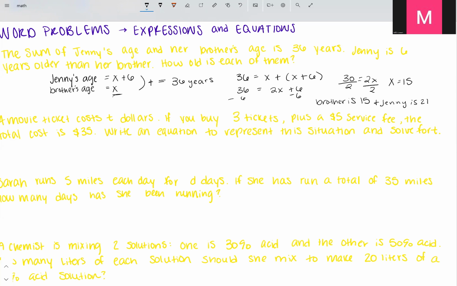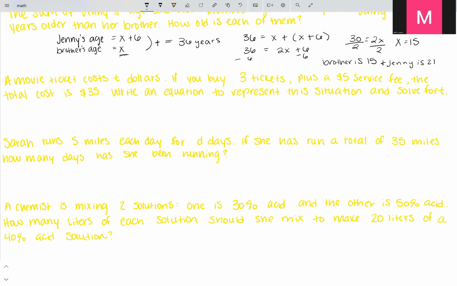Next, a movie ticket costs T dollars. If you buy 3 tickets plus a $5 service fee, the total cost is $35. Write an equation to represent this situation and solve for T. So the total cost is $35. And we bought 3 tickets. So that would be 3 times T plus a $5 service fee for all 3 tickets. So our first step is to subtract 5, which means 3T equals 30. Divided by 3, and T equals 10. So each ticket costs $10.